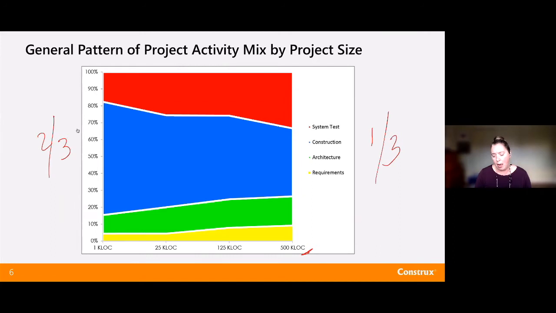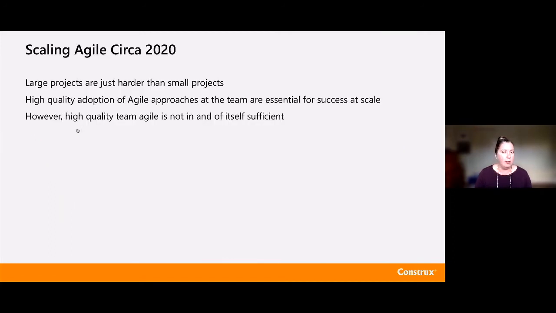It's one of the reasons I believe we've seen the scaling frameworks emerge so much, that large projects are just harder than small ones. I do think, however, the idea of really good high fidelity Agile at the team levels does make it easier to be more successful at scale. If my little building blocks are all really high quality building blocks, I'm building on a solid foundation.